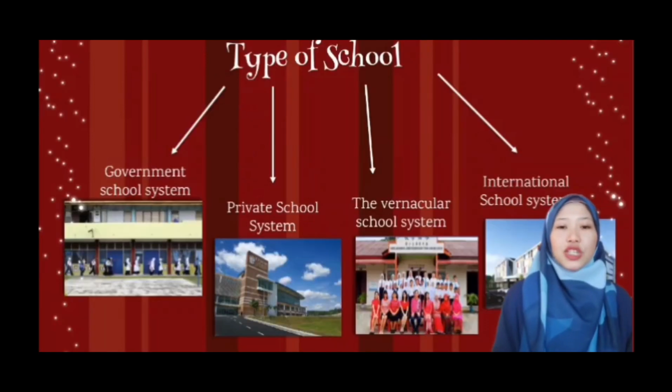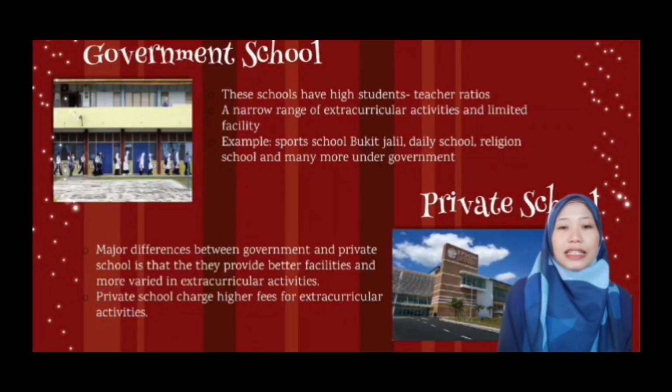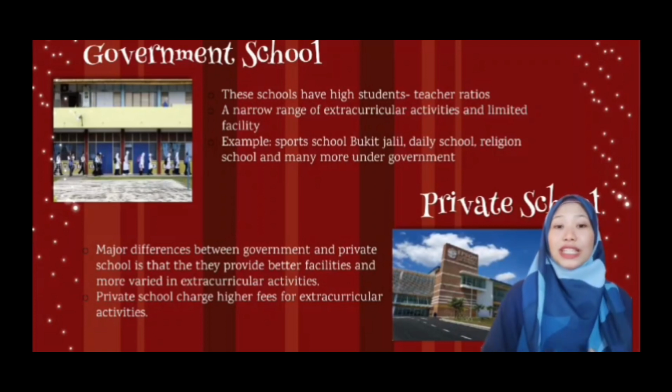So in Malaysia, there are a total of four types of school, which are the government school system, the private school system, the vernacular school system, and the last one is the international school system. First, let's see the government school system. According to Malaysia Education Destination, there are more than 10,000 government schools strategically dispersed throughout Malaysia.